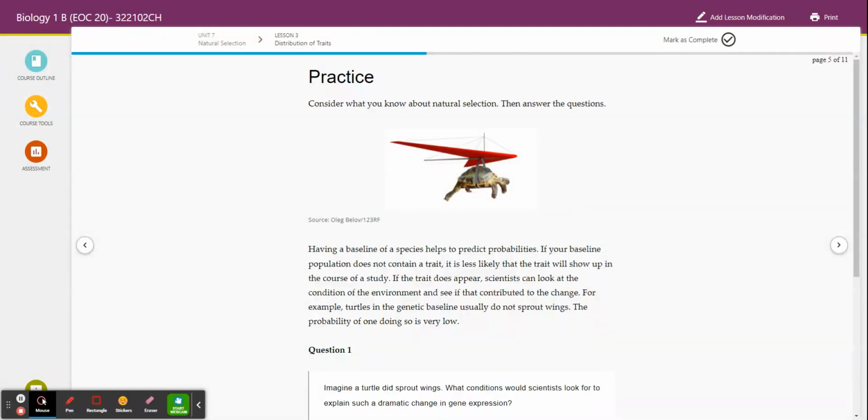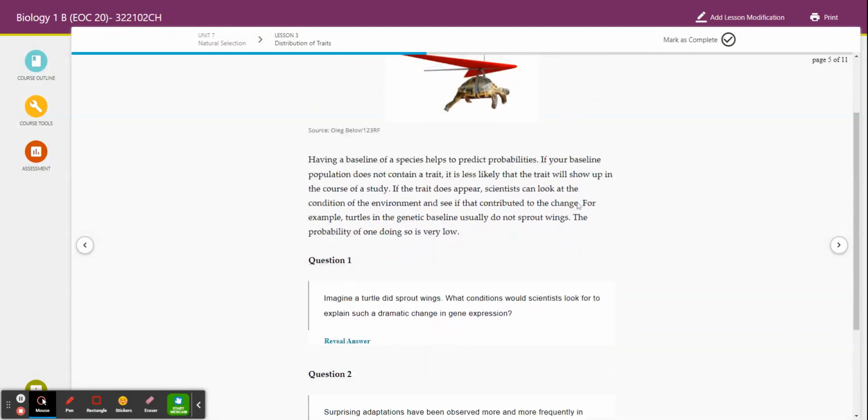Practice. Consider what you know about natural selection, then answer the questions. Having a baseline of a species helps to predict probabilities. If your baseline population does not contain a trait, it is less likely that the trait will show up in the course of a study. If the trait does appear, scientists can look at the condition of the environment and see if that contributed to the change. For example, turtles in the genetic baseline usually do not sprout wings. The probability of one doing so is very low.